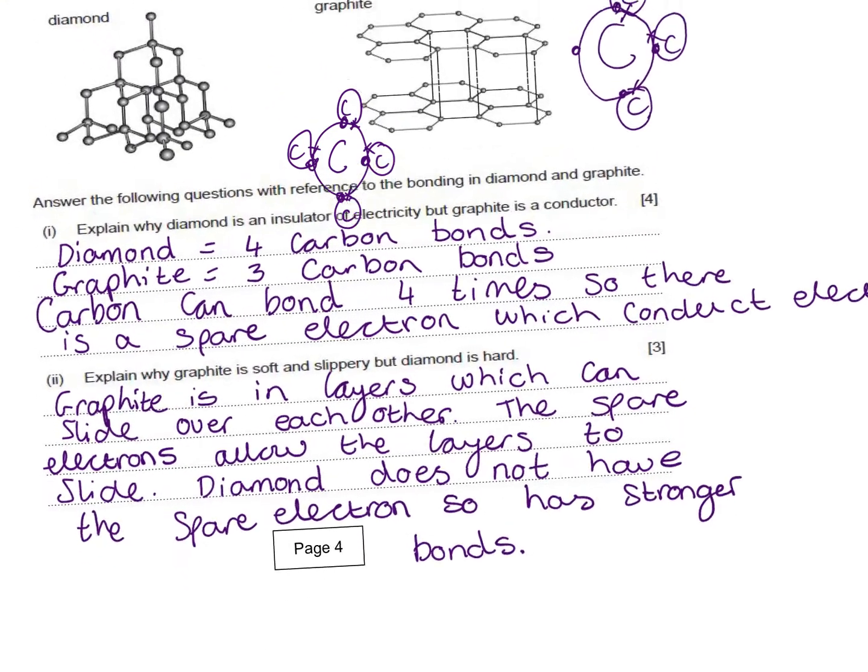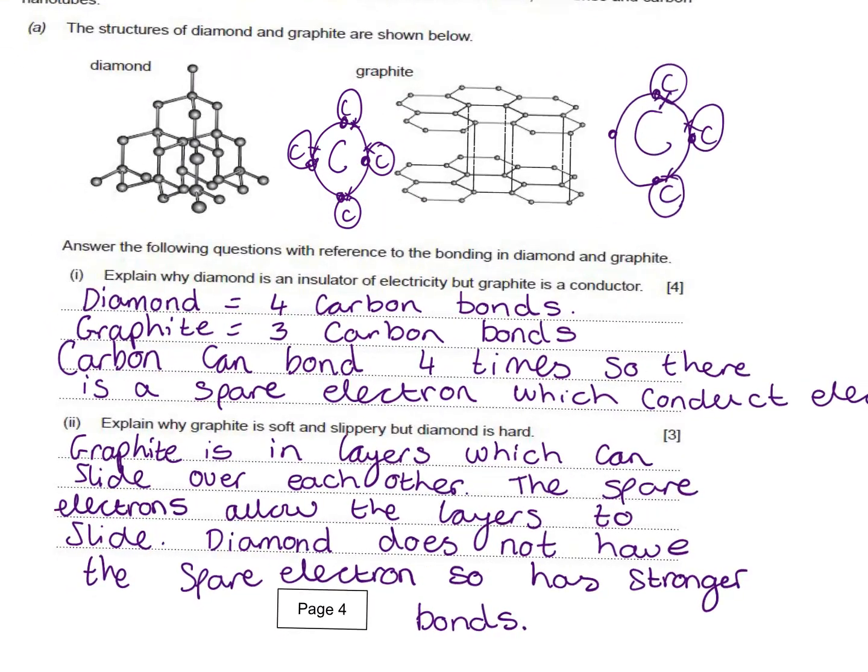Why is graphite soft and slippery and diamond is hard? Graphite is in these layers. Again, with that free electron, it forms these layers which can slide over each other. Spare electrons allow the layers to slide. Diamond does not have a spare electron, so has stronger bonds.